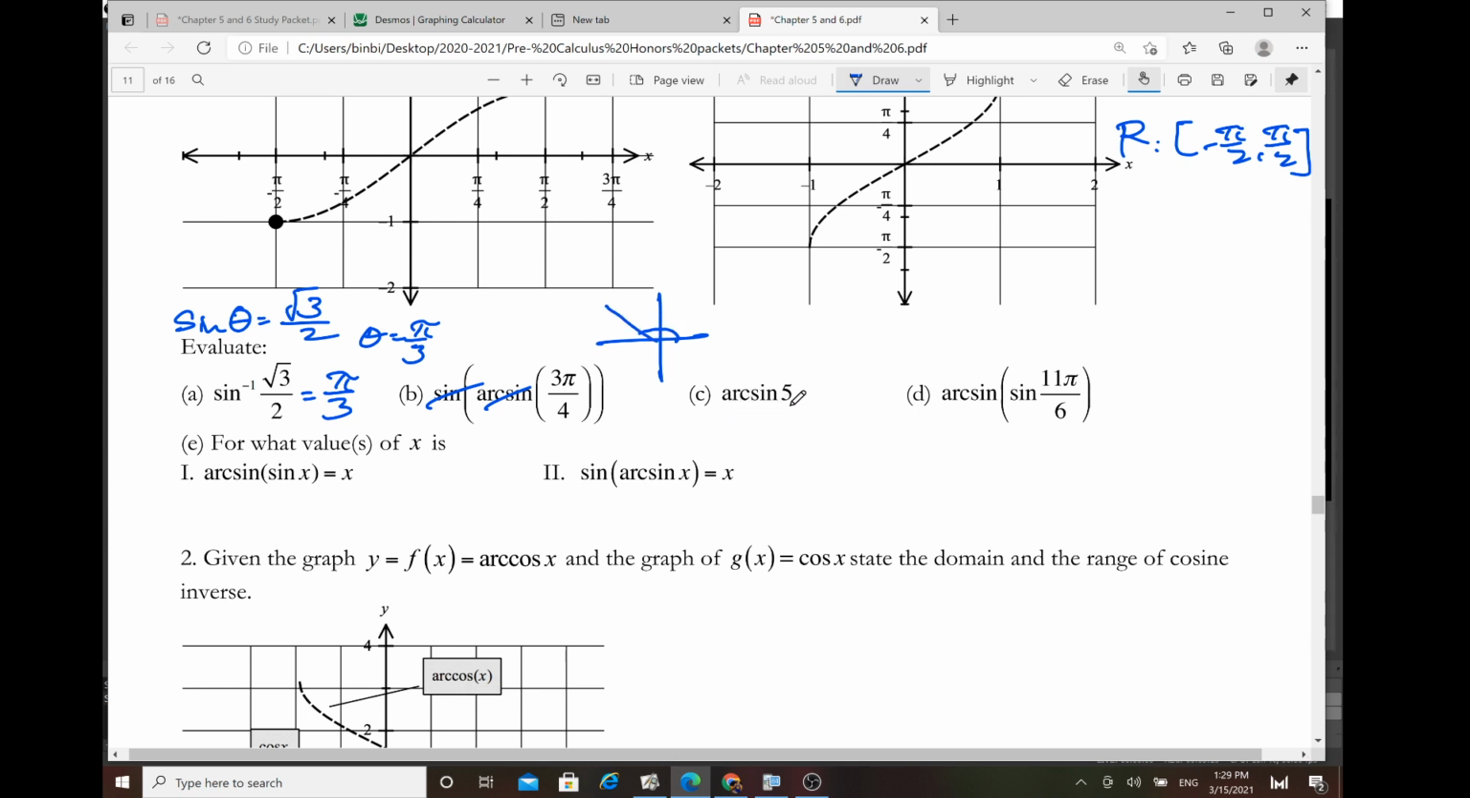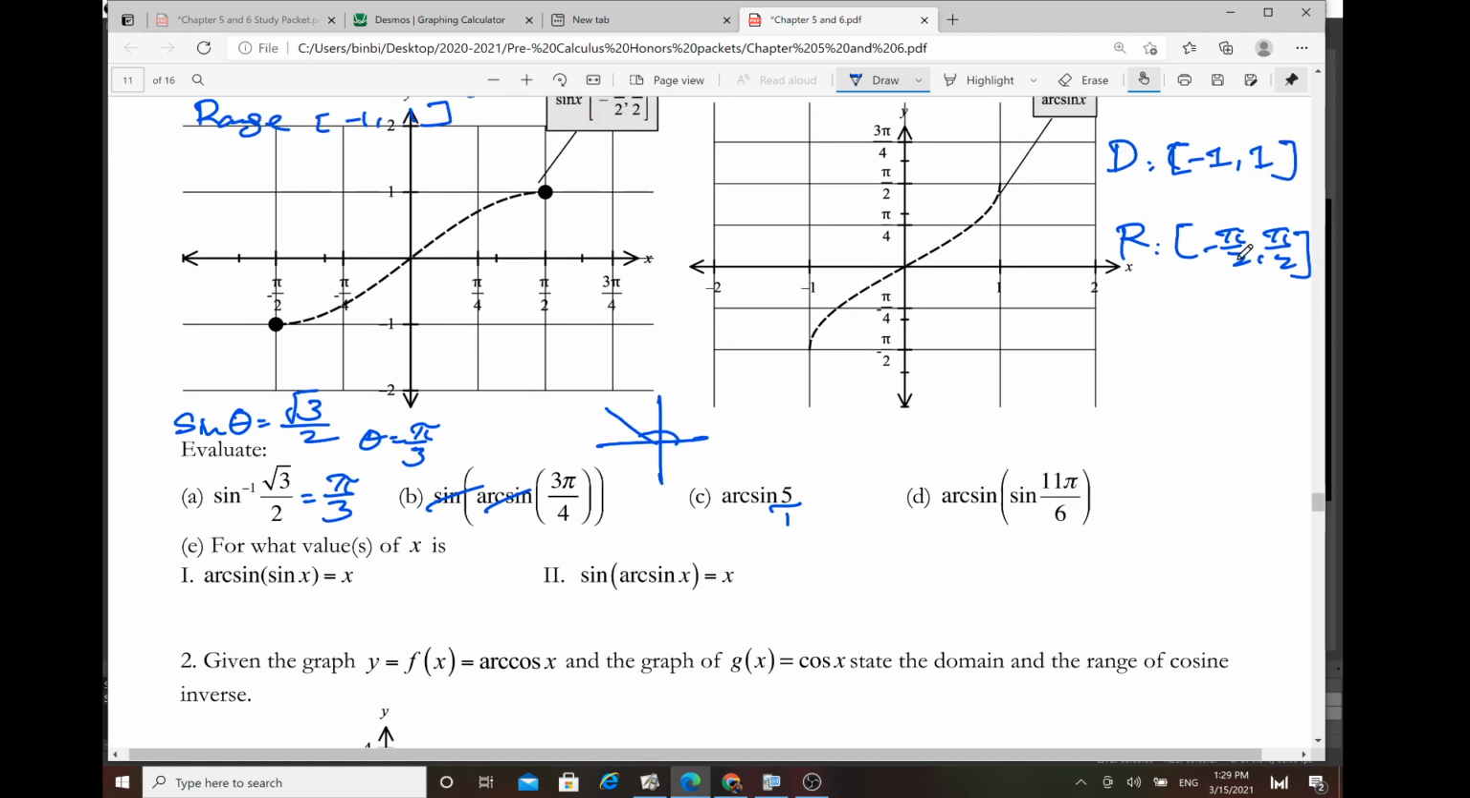And then arcsine of 5, we don't know what that is. Is it possible to have a ratio greater than 1? According to the restricted range, the domain here cannot be anything less than negative 1 or anything greater than 1. So there's no such thing. This one has no solution.